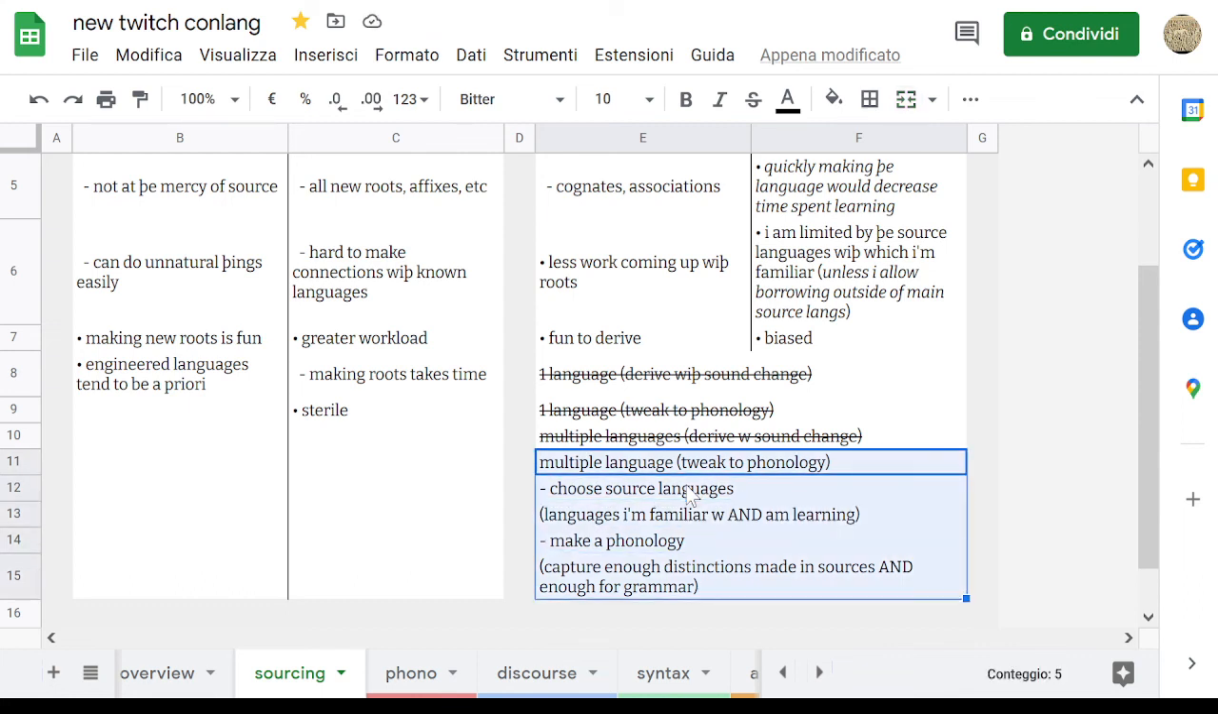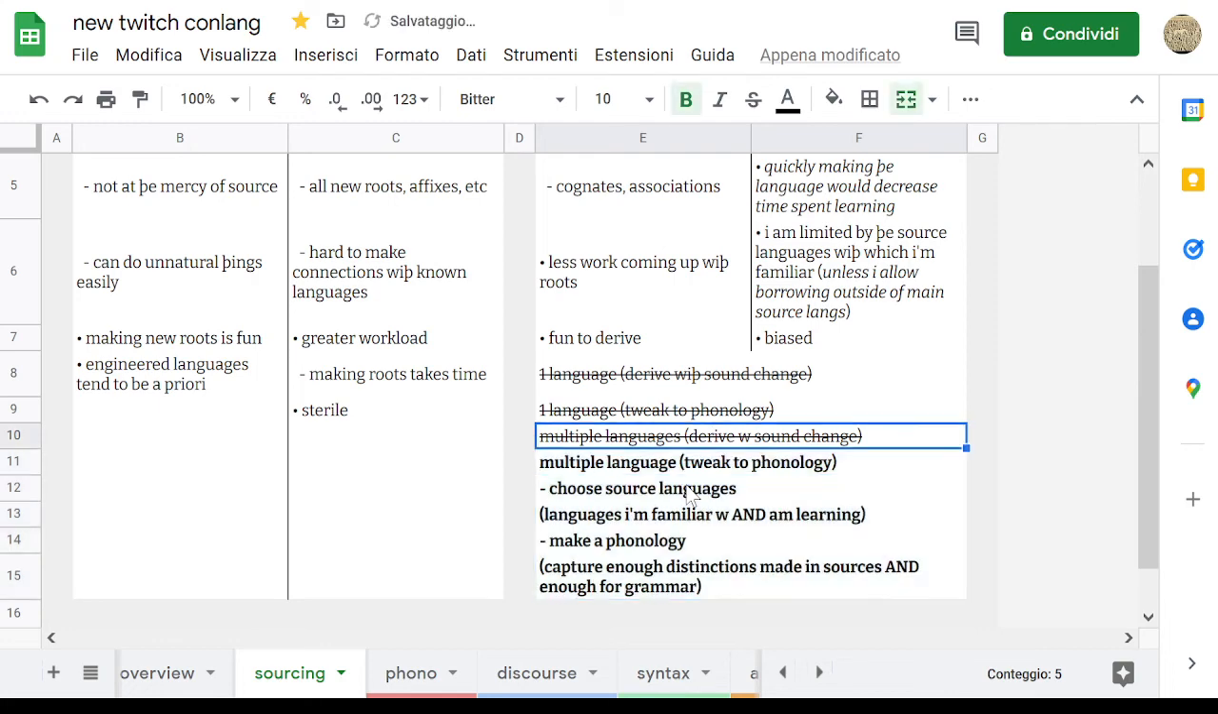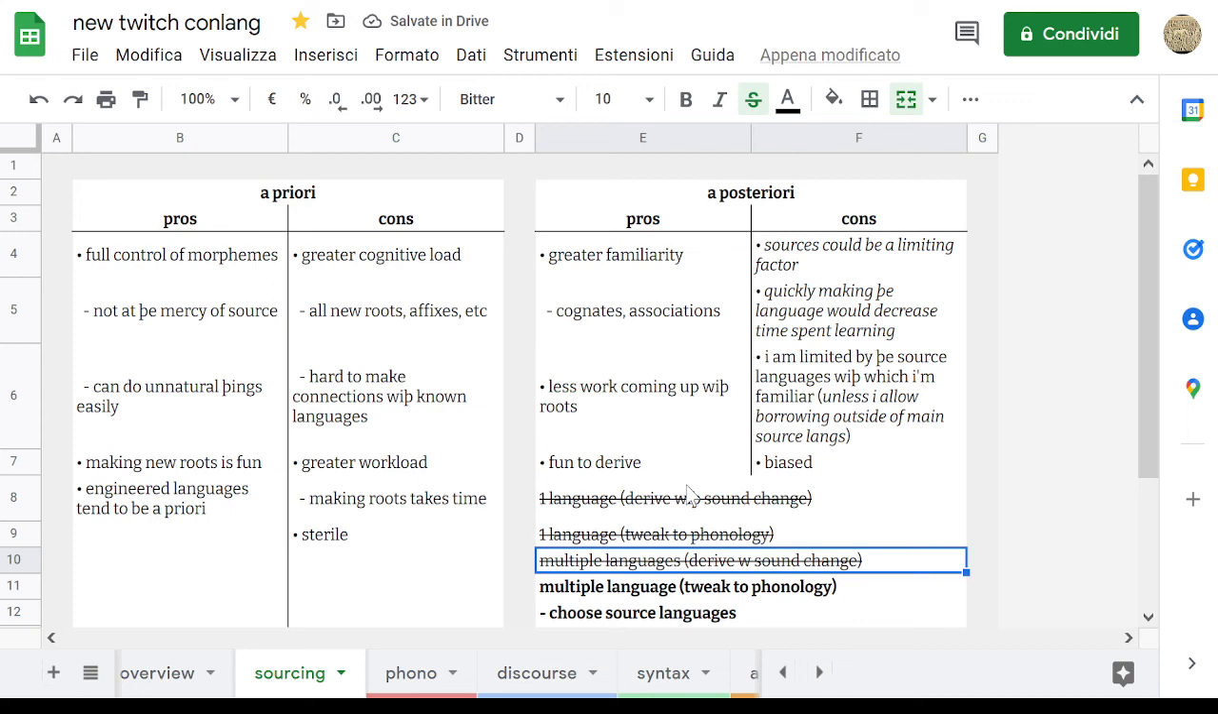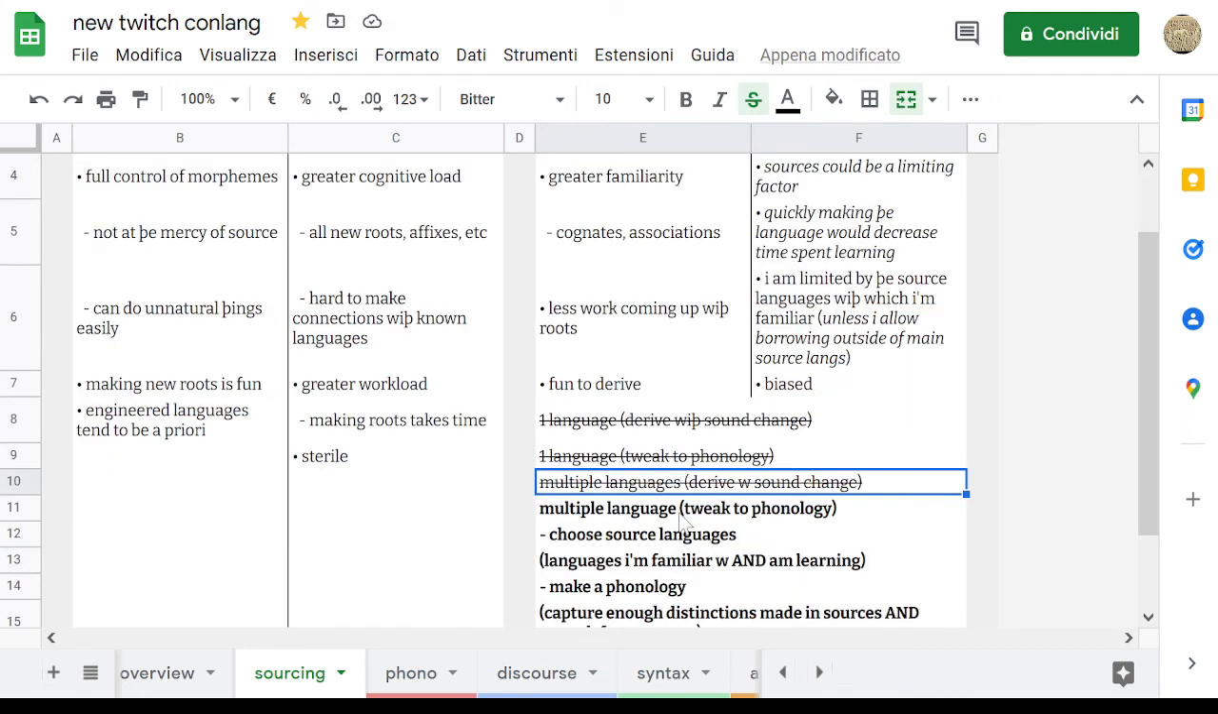So this is where we're at with a priori and a posteriori. So I think I'm going to go with an a posteriori language that comes from multiple languages, where I am borrowing the words rather than deriving them naturally, as if this language is descended from all of them somehow. I'm going to borrow them in, as if it would be kind of more like a creole.